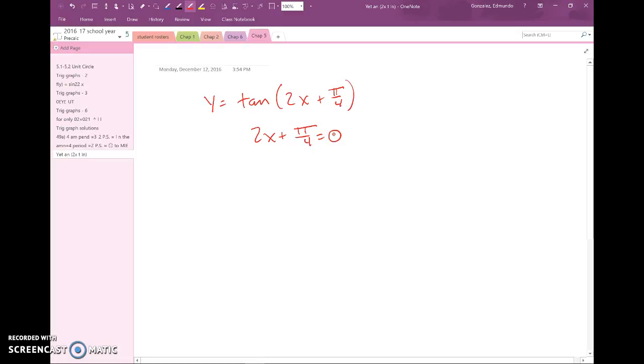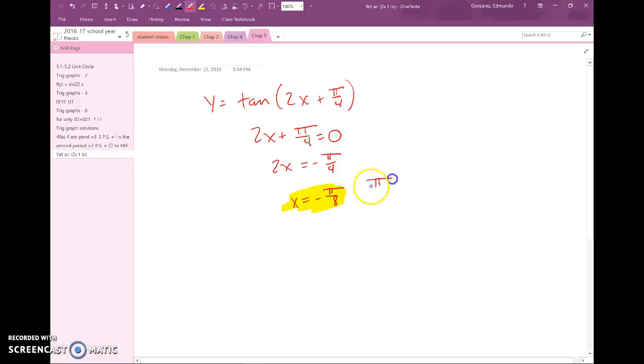Now this method works for the sine, the cosine, as well as the tangent. We're going to take the input to each of those functions and set it equal to 0, and then let's just solve for x. So that means 2x equals minus pi over 4, and therefore x equals minus pi over 8. And so what this means now is what the tangent function should have been doing at x equals 0, it's now occurring at x equals minus pi over 8.